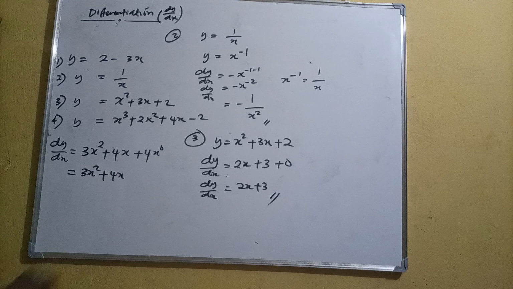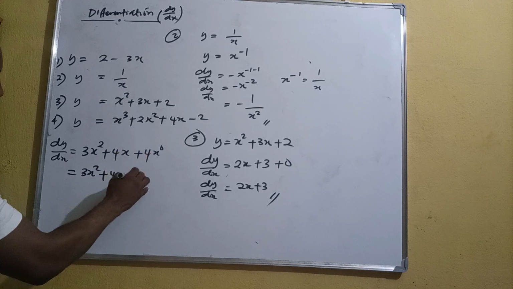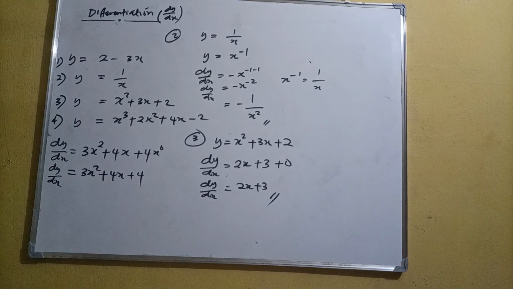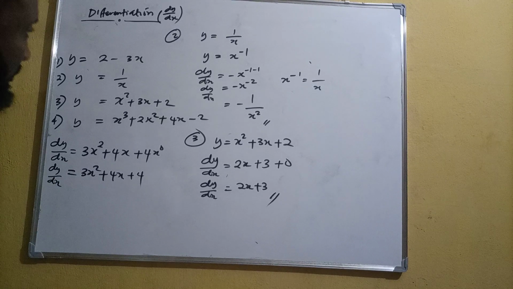Now recall that x raised to power 0 is 1. 1 times 4 will give us what? 4. So dy/dx is going to be 3x squared plus 4x plus 4. That is the dy/dx of the fourth question.